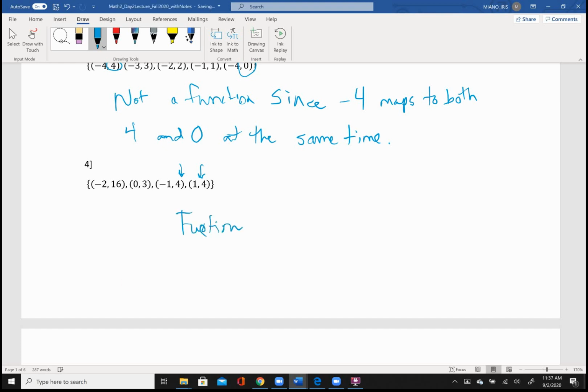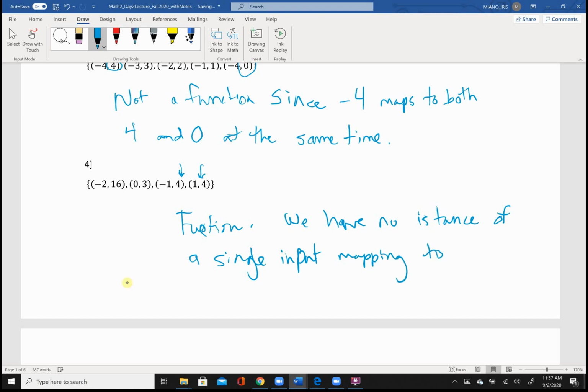Function. Lord, I need to work on my handwriting. We have no instance of a single input mapping to two different outputs. Cool. So hopefully that makes sense, and if it doesn't, please ask in class.